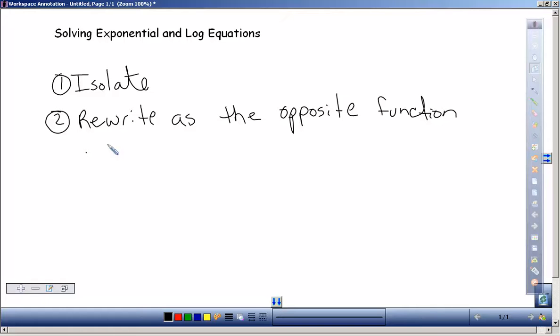So we're going to isolate, then rewrite as the opposite function, and then our third step is to finish solving. Whatever we're left with, sometimes it's a linear equation, sometimes it's a quadratic equation. We have to play that by ear, and we're going to finish solving. So these are our steps to follow.